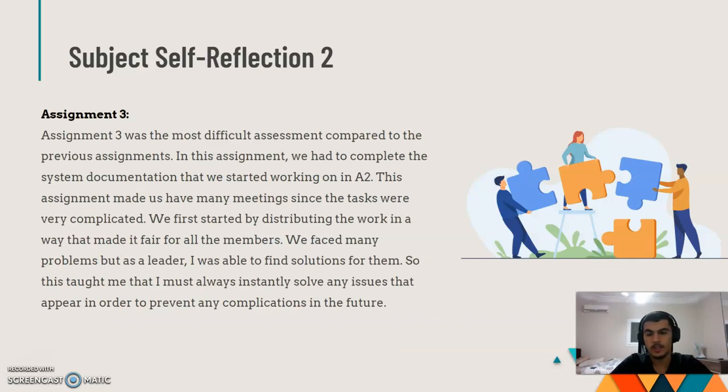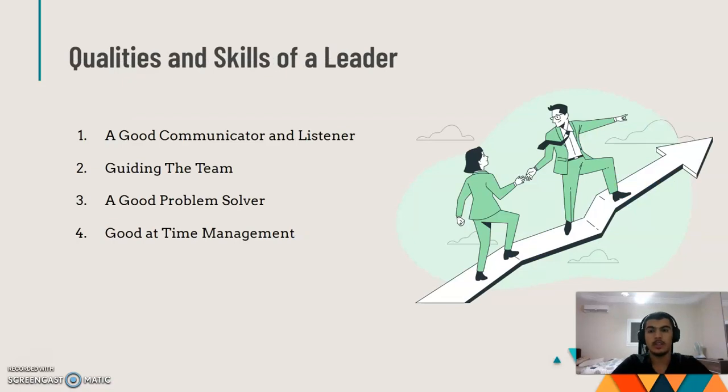Then you have assignment 3. This assignment was the most difficult assessment compared to the previous assignments. We had to complete the system documentation that we worked on in assignment 2. This assignment made us have many meetings since the tasks were very complicated. We first started by distributing the work in a way that made it fair for all the members. We faced many problems, but as a leader, I was able to find solutions for them. So this taught me that I must always instantly solve any issues that appear in order to prevent any complications in the future. And then you have the qualities and skills of a leader to have a successful project.